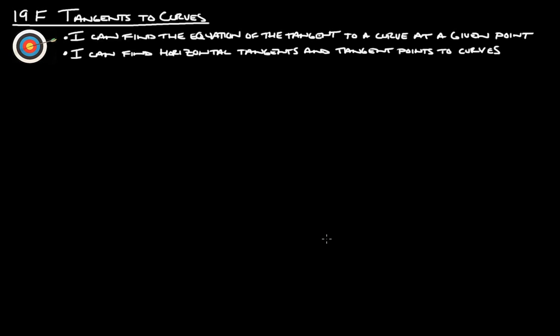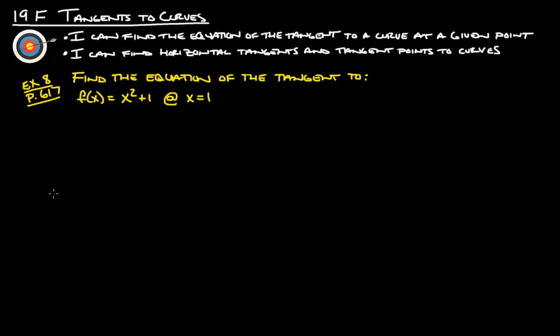I'm going to take you through the 19F notes on tangents to curves. At the end of this, you should be able to say I can find the equation of the tangent to a curve at a given point, and I can find the horizontal tangents and tangent points to curves. Okay, so let's start off with an example. This is example 8 from page 617.